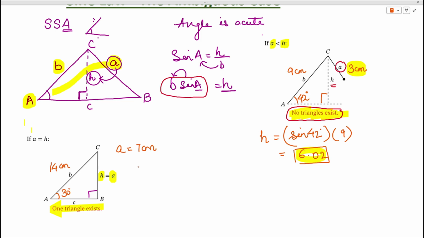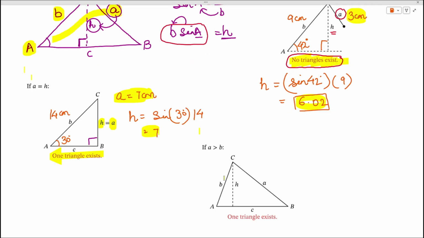The very first thing is we'll calculate the height. The height is going to be the sine of the angle, sine 30, multiplied by 14. So sine 30 multiplied by 14 is equal to 7. Now we can clearly see that the height and the side opposite to the given angle are exactly the same. So it forms only one triangle, and that triangle is a right triangle.